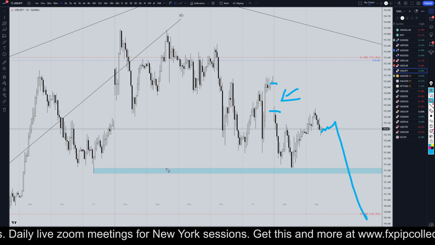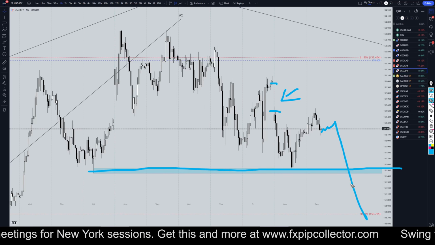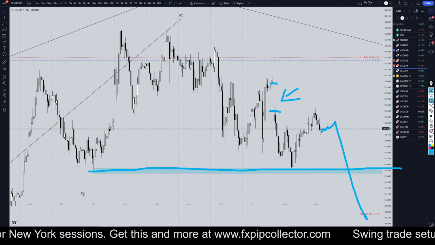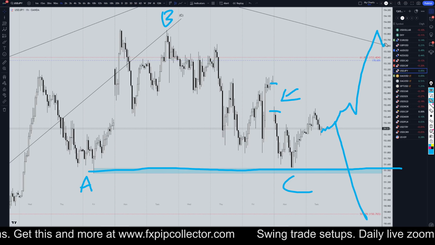And potentially this may go down and break structure today. I'm personally going to wait for the break of structure before I start to go short because it definitely could go up. And honestly, it does look like an ABC on the 4 hour time frame. So it potentially could just keep on going up.